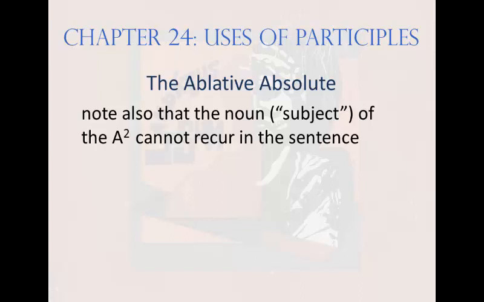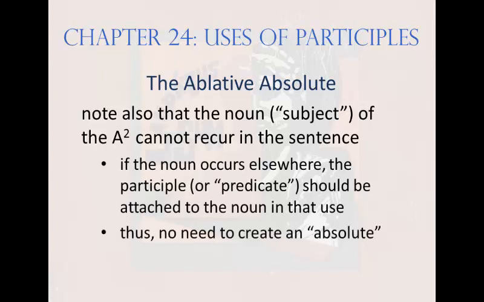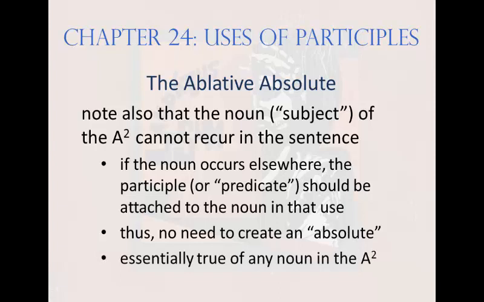The reason for this is very simple. If the noun recurs in the sentence, there's no need for an A squared. Just attach the participle to the noun. Why create a separate absolute construction when you don't have to? So if there's any way to incorporate into the main sentence the thought embodied in an A squared, do it. Often it's possible to use the direct object or some other noun in the A squared, not just its subject. In theory, nothing in the A squared should reappear in the main sentence.